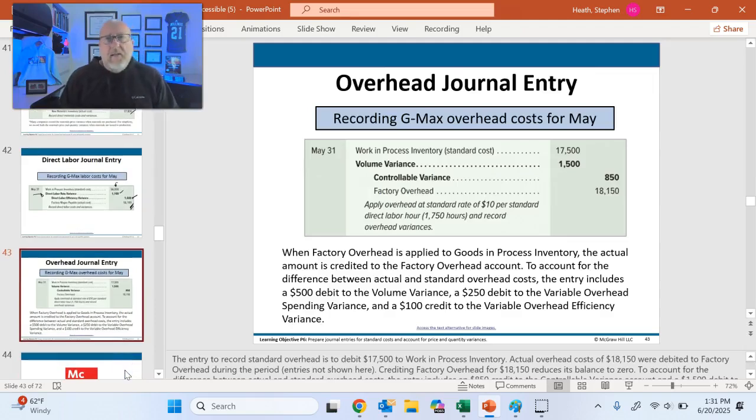And then last but not least, factory overhead. And again, this is all variable and all fixed. The two main variances are volume and controllable. Okay. And again, we're going into work in process at standard, and then we are coming out of factory overhead at actual. Okay. And we have an unfavorable variance of 1,500 and a favorable variance of 850. And this is all wrong.